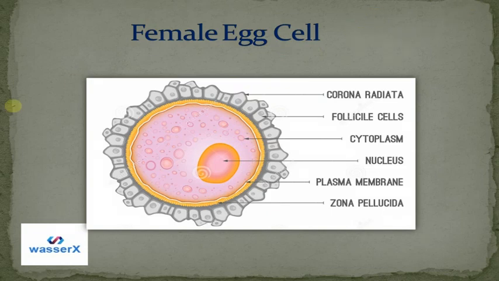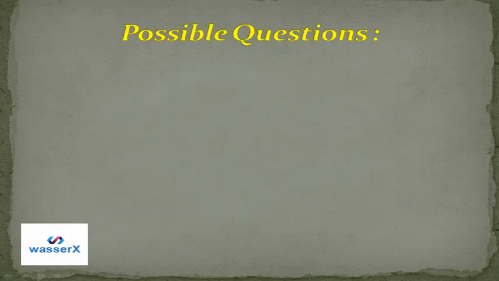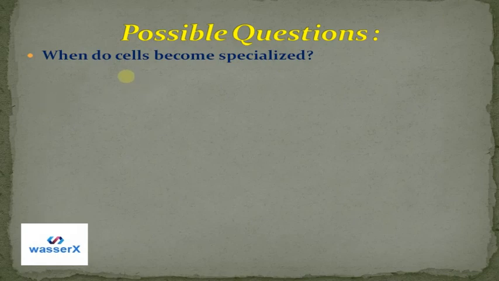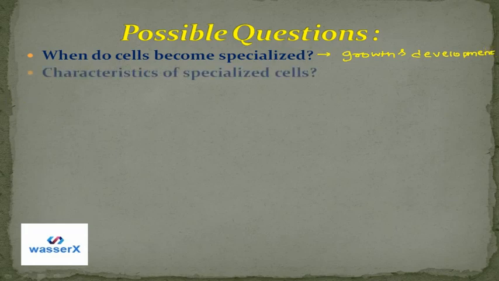Right? So now let's see what possible questions can be asked from this particular topic. First, when do cells become specialized? After growth and development, they become specialized, right? We know it. The next question is the characteristics of specialized cells. They have a special function, they have a special shape, right?